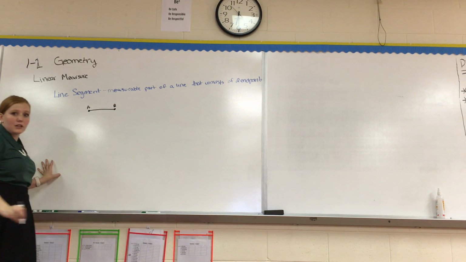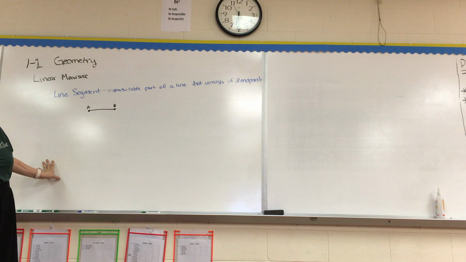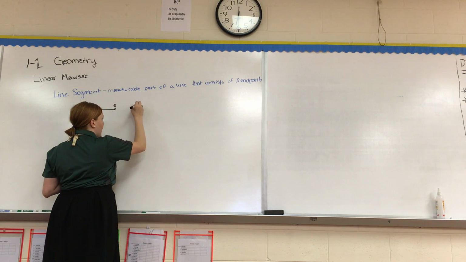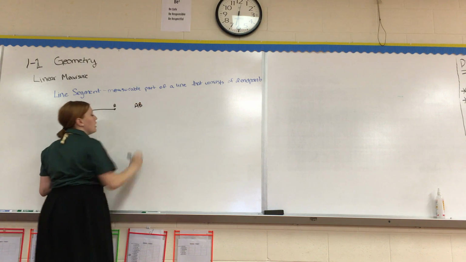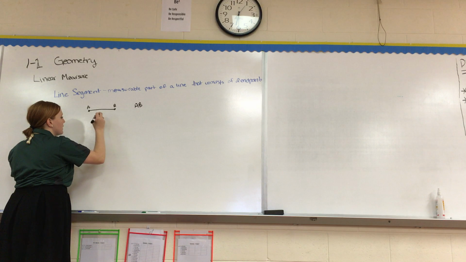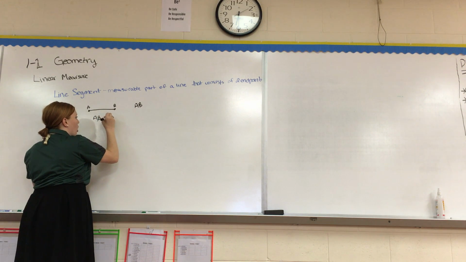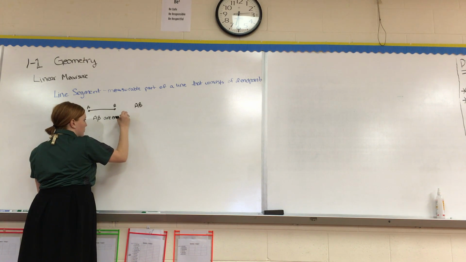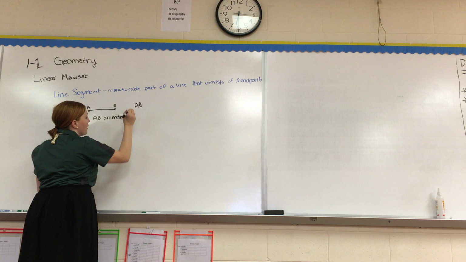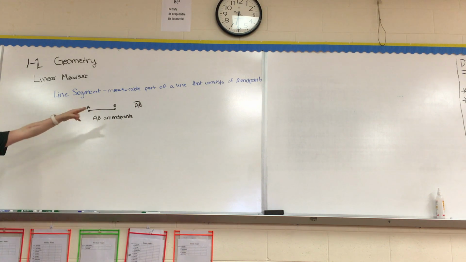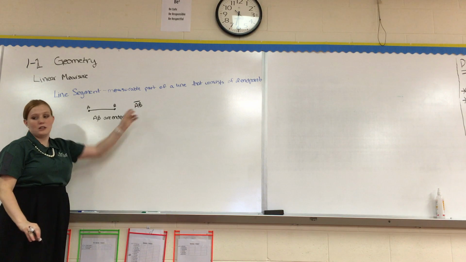This is a line segment. The way we denote a line segment is similar to the way we denote a line, except without the arrows, because it ends. A and B in this case are endpoints. So we write AB. That is how you denote a line segment, okay?